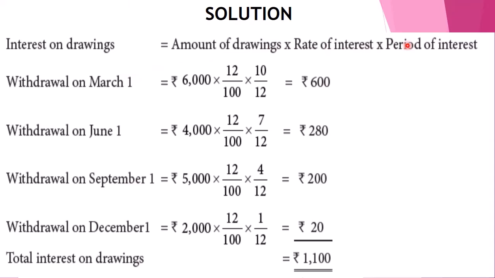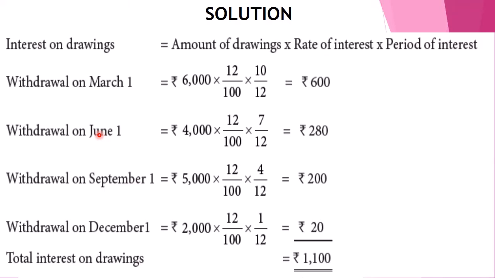Here you have to be very careful about the period of interest. Withdrawal on 1st March, that is 6,000. From March, how many months was it withdrawn? March, April, May, June, July, August, September, October, November, December. That is 10 months. That's why it's written 10 by 12. When you do this calculation, you will get an amount of rupees 600.